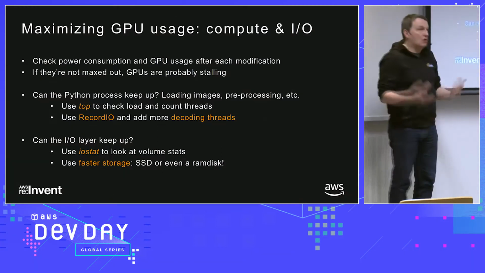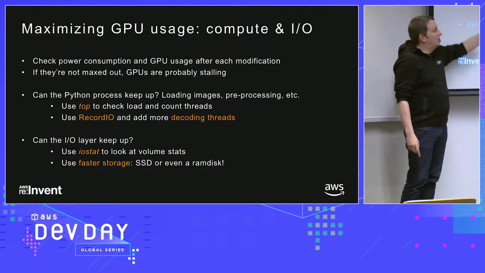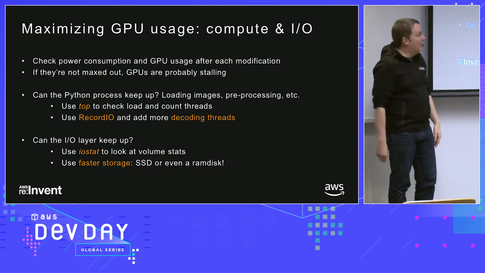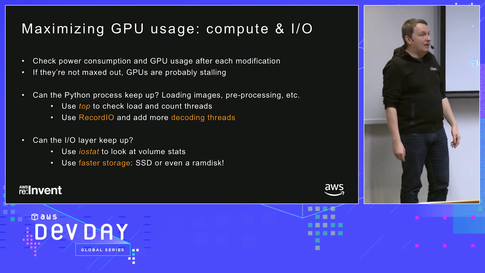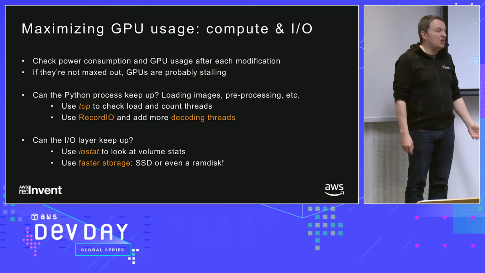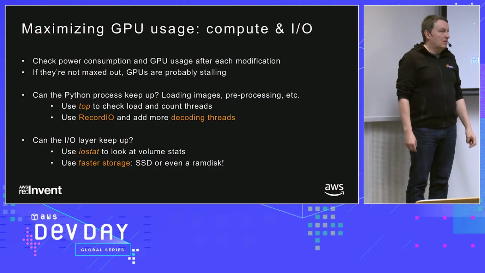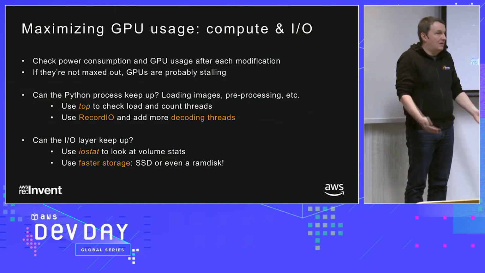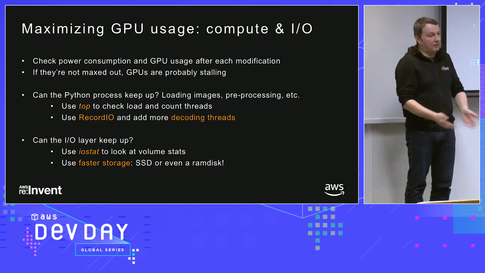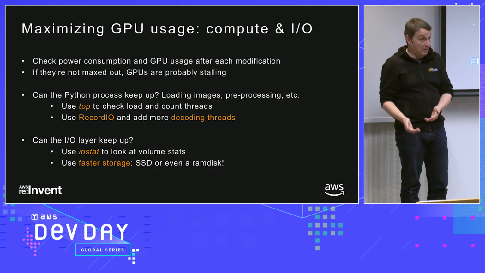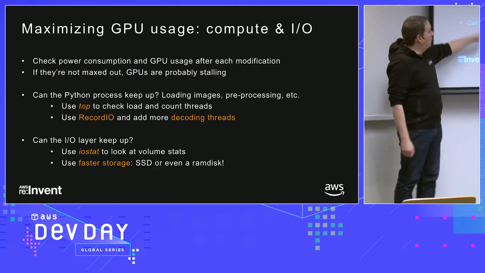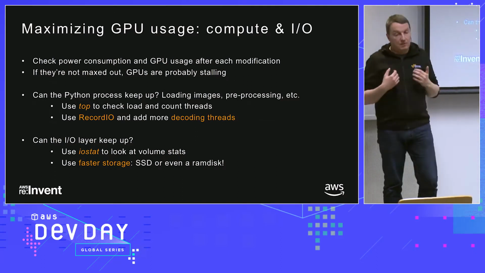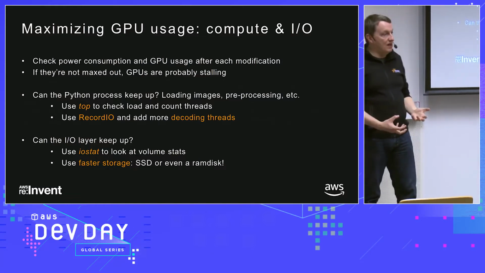So you can use all the usual techniques. You could use top to check the load, to count how many threads are running, and generally get a sense of, is this machine busy enough? If you see the GPU stalling, and if your CPU load is like 5%, that's it. The CPU is not working hard enough to feed the GPUs. So you need to make sure that Python process is working hard to read the data from storage and push it through the GPUs.